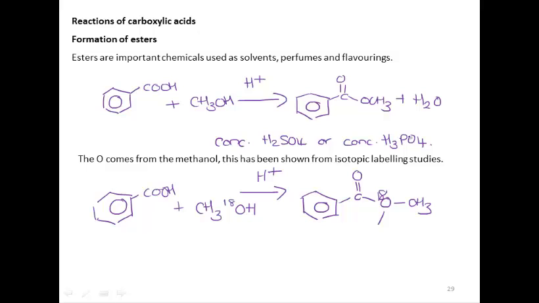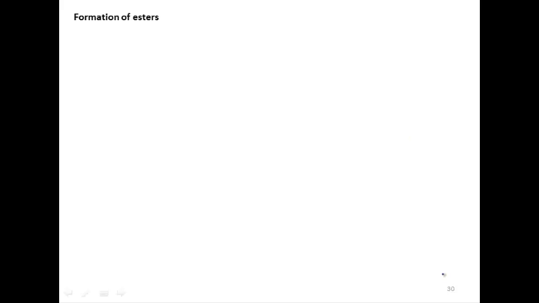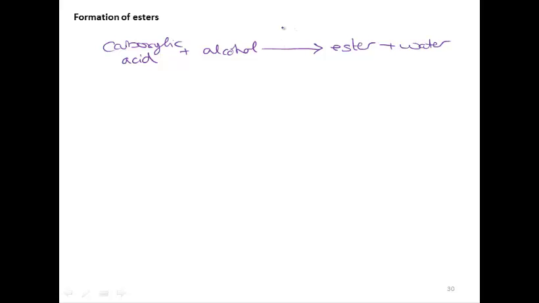Okay, let's look again at this formation of esters. Let's look at some specific examples. We form esters through the reaction of a carboxylic acid plus an alcohol, and that forms an ester and water in a condensation reaction in the presence of an acid catalyst, which, remember again, is concentrated H2SO4 or phosphoric acid.